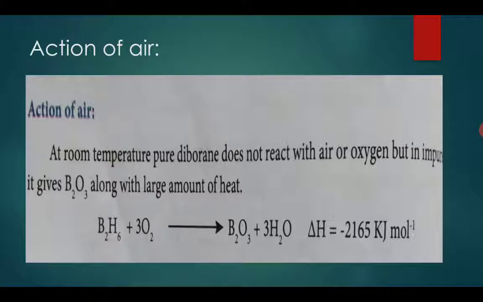The next reaction is the action of air. At room temperature, pure diborane does not react with air or oxygen, but in impure form it gives B2O3. See the equation: B2H6 plus O2 gives B2O3 plus 3 water molecules, and it liberates a large amount of heat, that is ΔH is equal to minus 2165 kilojoules per mole.